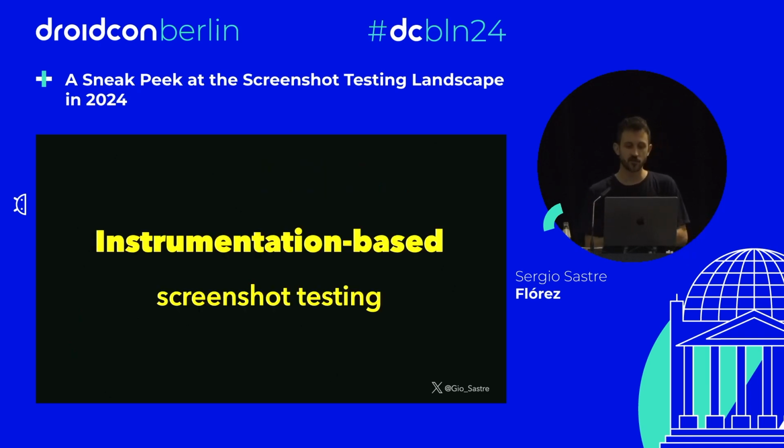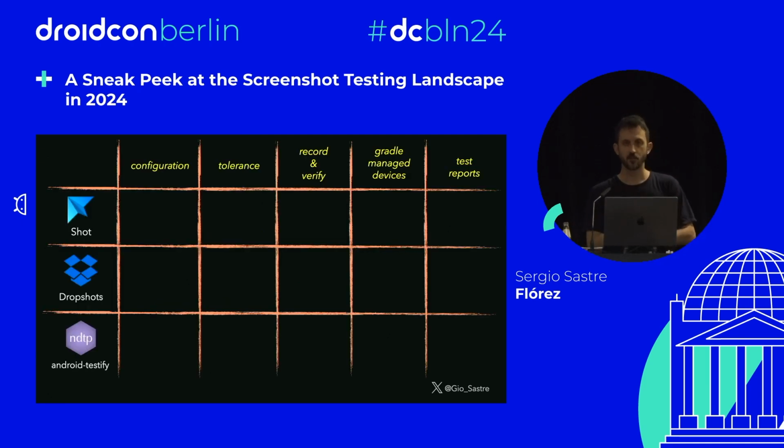So now let's go to instrumentation-based screenshot testing, and then I will talk about JVM-based libraries. We're going to compare them, and for that we're going to consider the following aspects. The first one is how easy they are to configure. With Shot it's a little bit problematic if you are using Kotlin Gradle scripts instead of Groovy. It might not work. With Dropshots, it's very easy. It works almost out of the box. With Android Testify, it's also very easy. Only if you have some special configuration, like modules inside modules, you need to configure the plugin a little bit more, but it's also pretty easy.